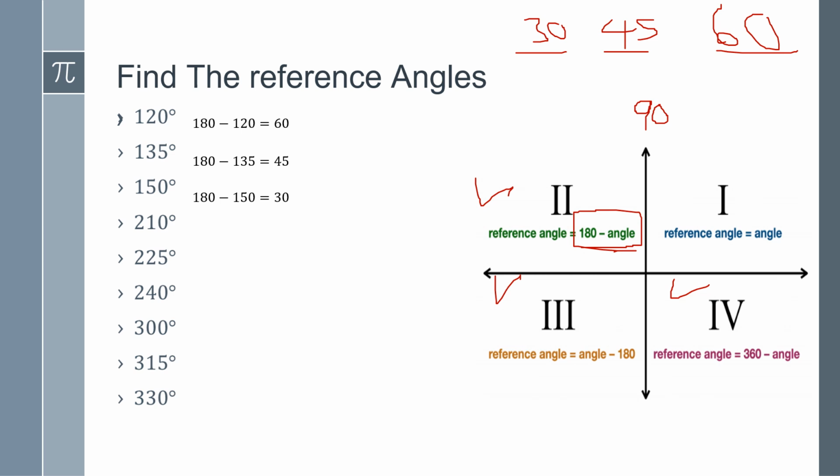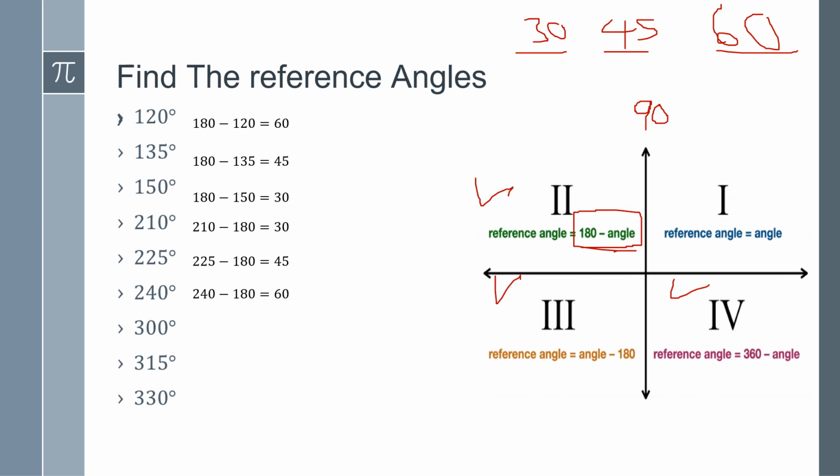What about 210? Did you realize that 210 is in quadrant 3? And you went 210 minus 180 to get 30? What about 225? You realize both 225 and 240 are still in quadrant 3. So did you subtract 180 from them both, and you get 45 and 60 respectively? If you did that, you're doing really good. Nicely done.